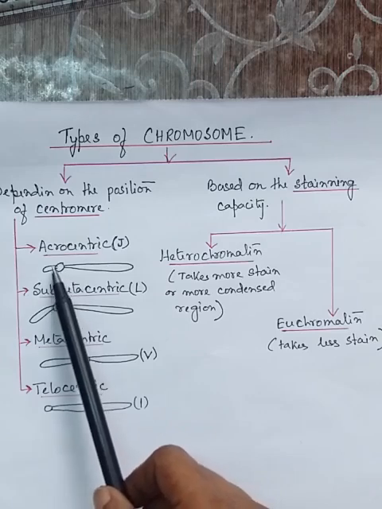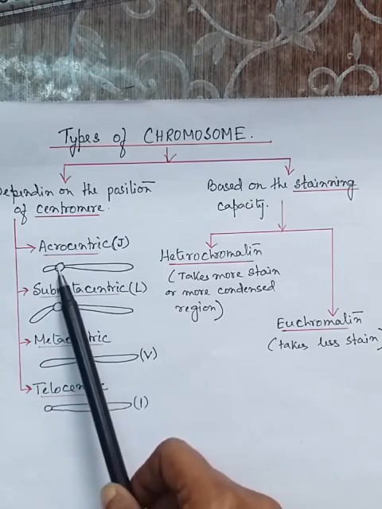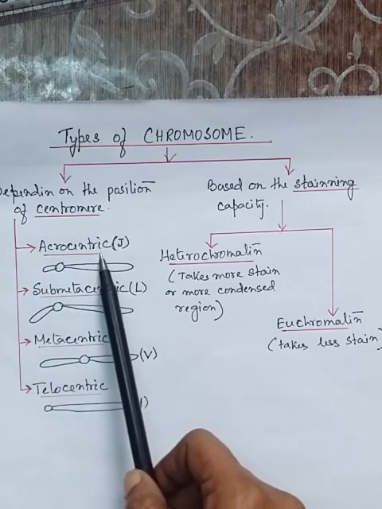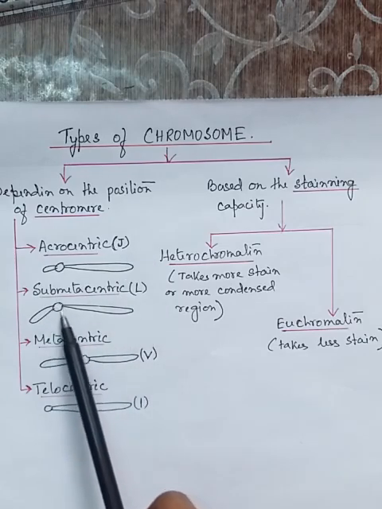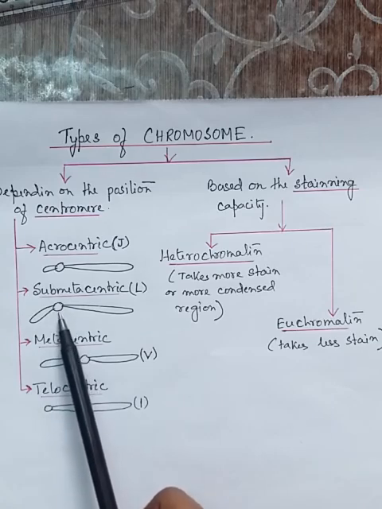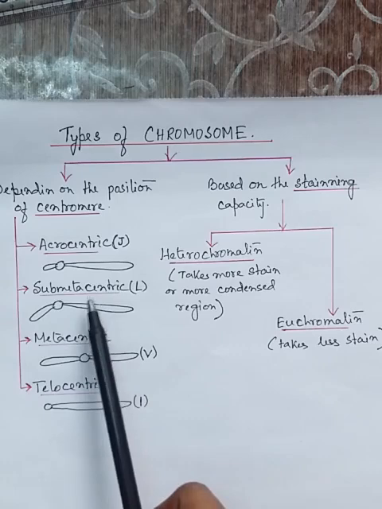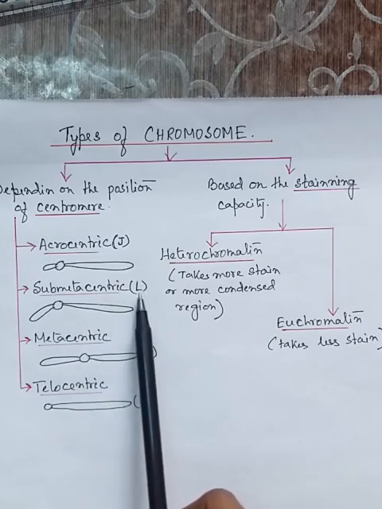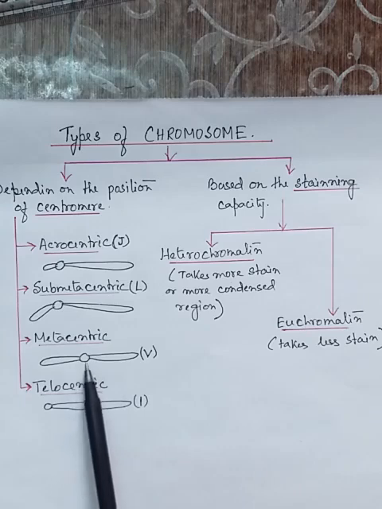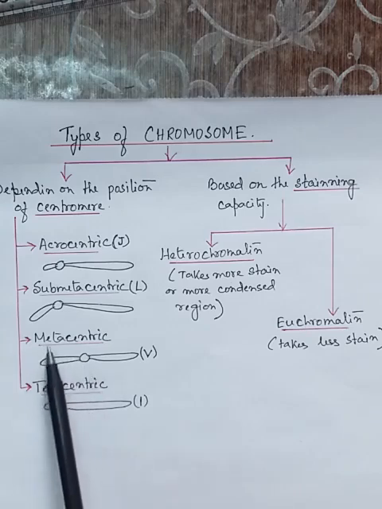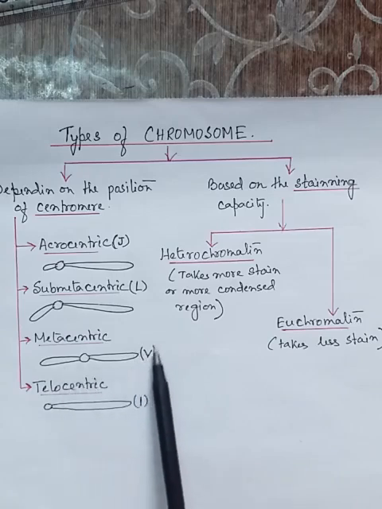If the centromere is present not exactly at the terminal end but very near to the terminal end, then it is called an acrocentric chromosome. Under the microscope, it looks like J. If the centromere is more or less in the center but not exactly in the center of the chromosome, then it is called a submetacentric chromosome. Under the microscope, you can see an L shape. If the centromere is present just in the middle of the chromosome, then this chromosome is called a metacentric chromosome. Under the microscope, you can see these chromosomes in a V shape.